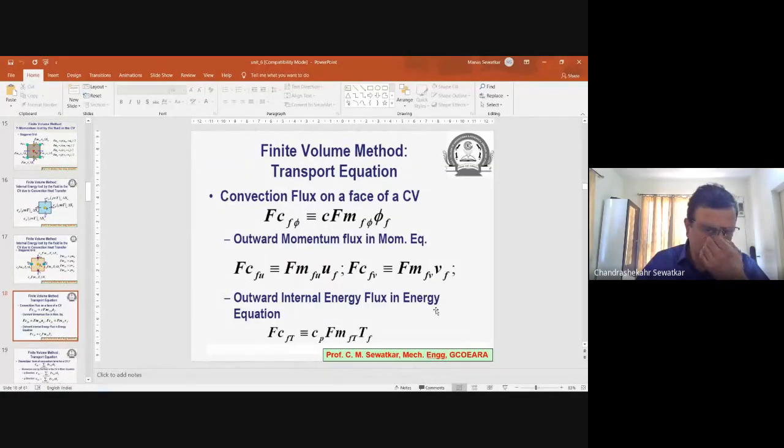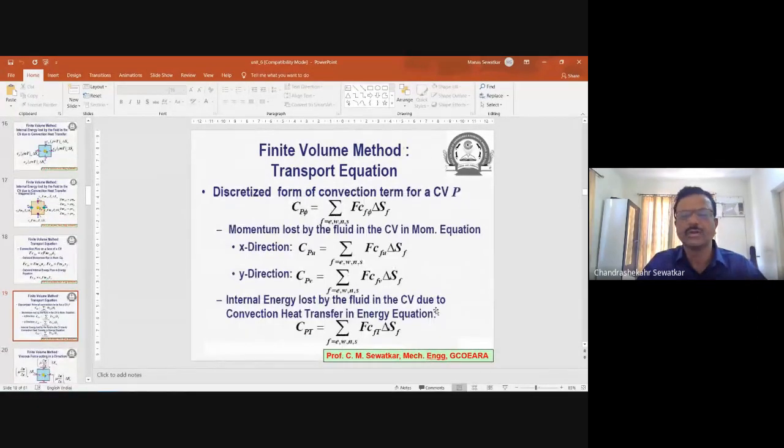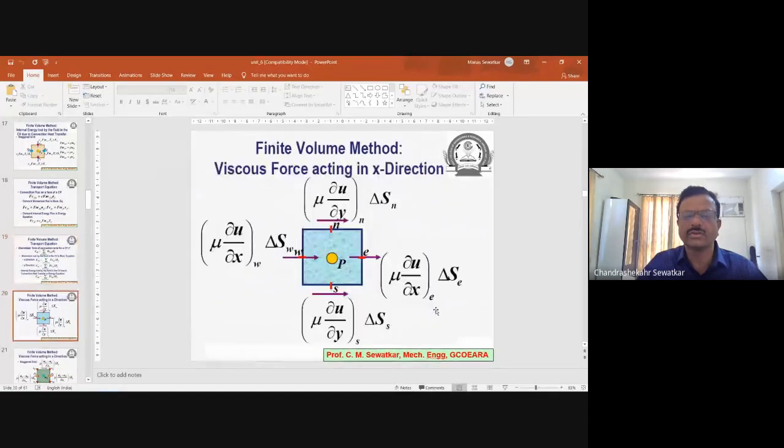Then we try to understand how to write down the convection flux, how to write down the total convection. Then we talked about the diffusion term also. We have seen that if it is a diffusion, then we need to take into consideration the viscous forces. Viscous forces are calculated by using Newton's law of viscosity, that is mu into del U by del Y, which is nothing but your shear stress, and that shear stress, if it is multiplied by the corresponding area, what we obtain is a viscous force.